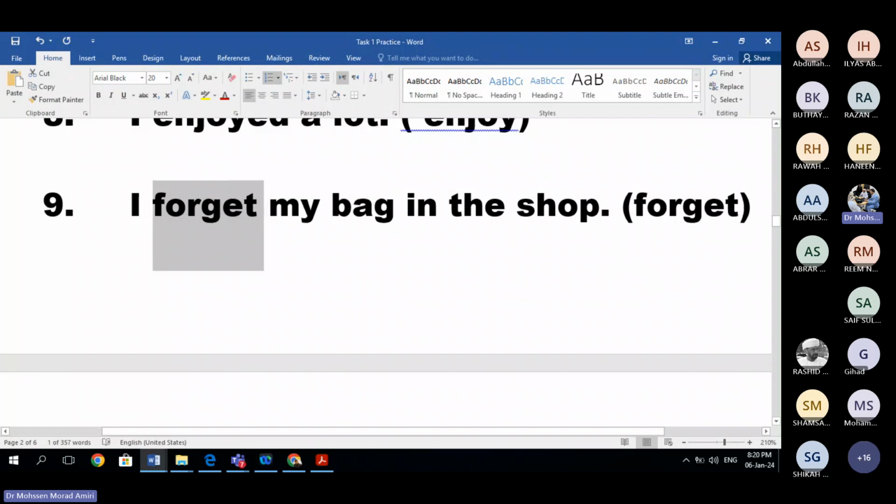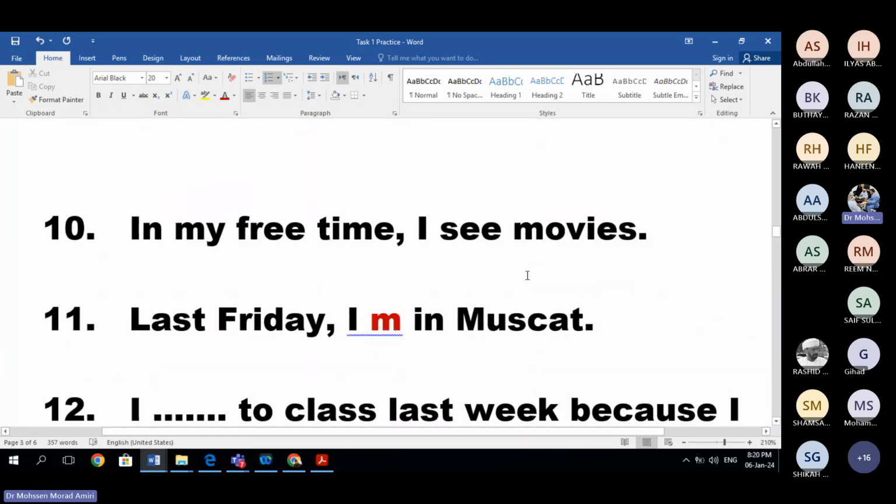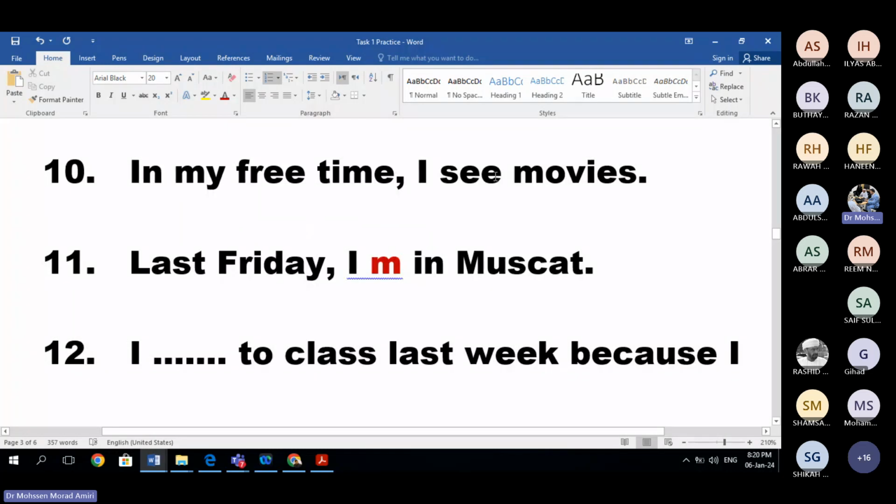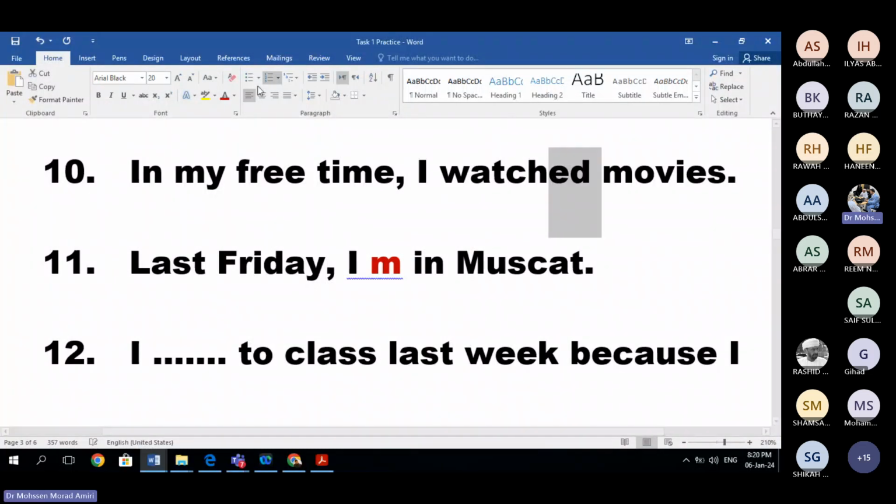Forgot. So many students don't know. Try to take notes if you don't know the spelling of forget. Forget, forgot. I forgot my bag in the shop. Okay. In my free time, I see movies. In my free time, I saw, or I watched, watch is better. I watched movies. For example, maybe they ask you about your last summer. So you can say that last summer, in my free time, I watched a lot of movies.